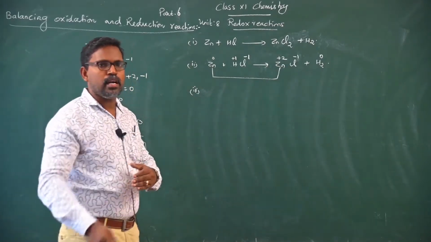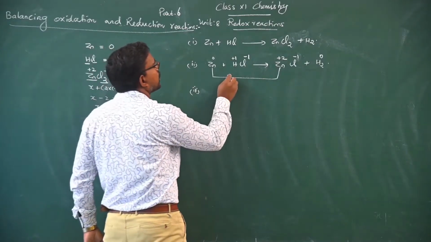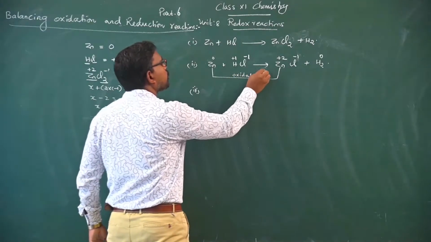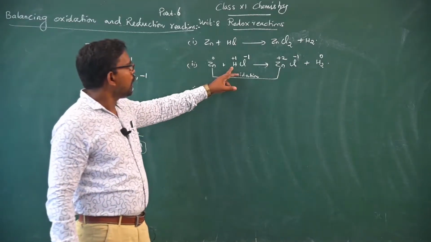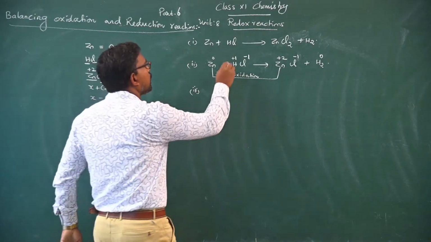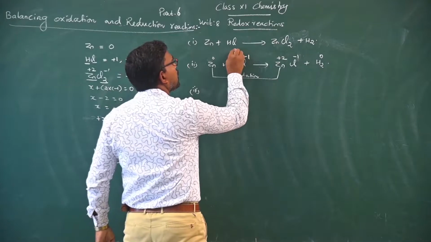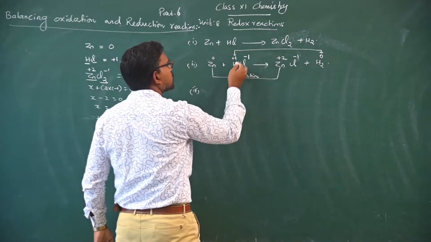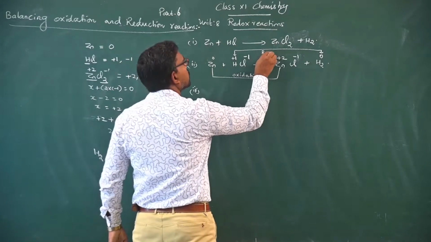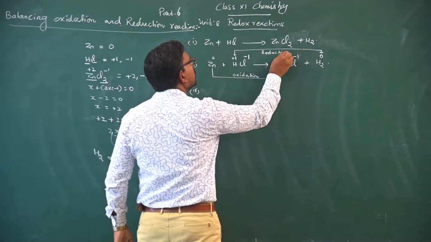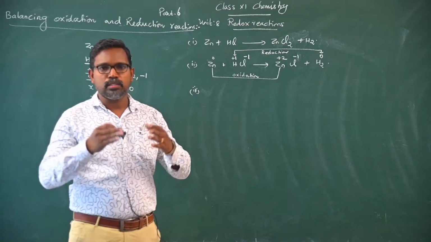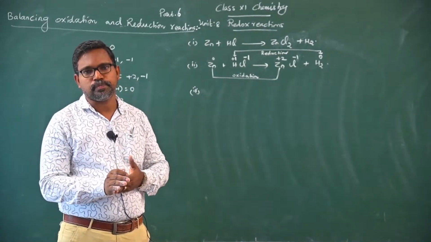So, increase of oxidation state, increase of oxidation number is called oxidation. Here hydrogen goes from the +1 oxidation state to 0 oxidation state. So, decrease of oxidation state is called reduction. Now, we are predicting the process, oxidation as well as reduction.